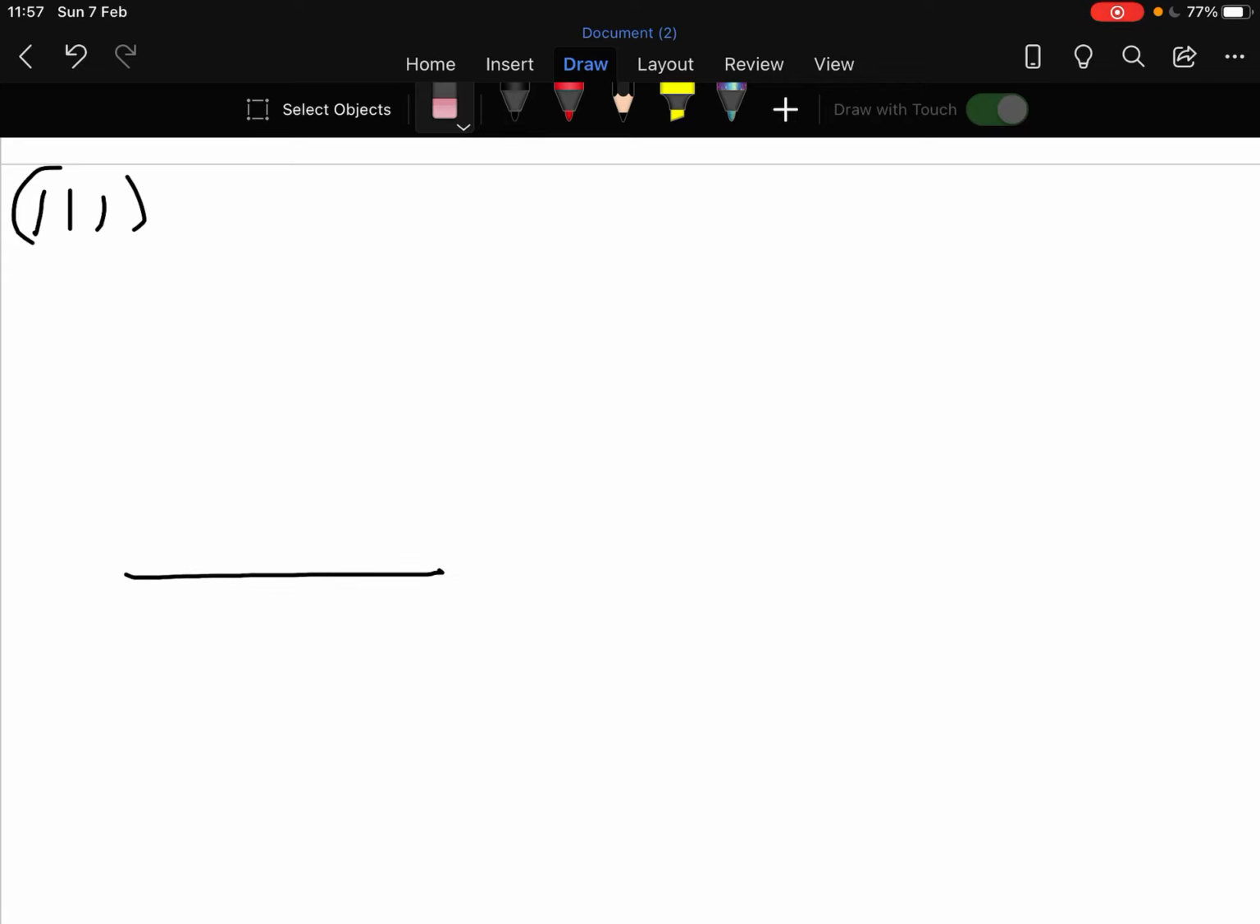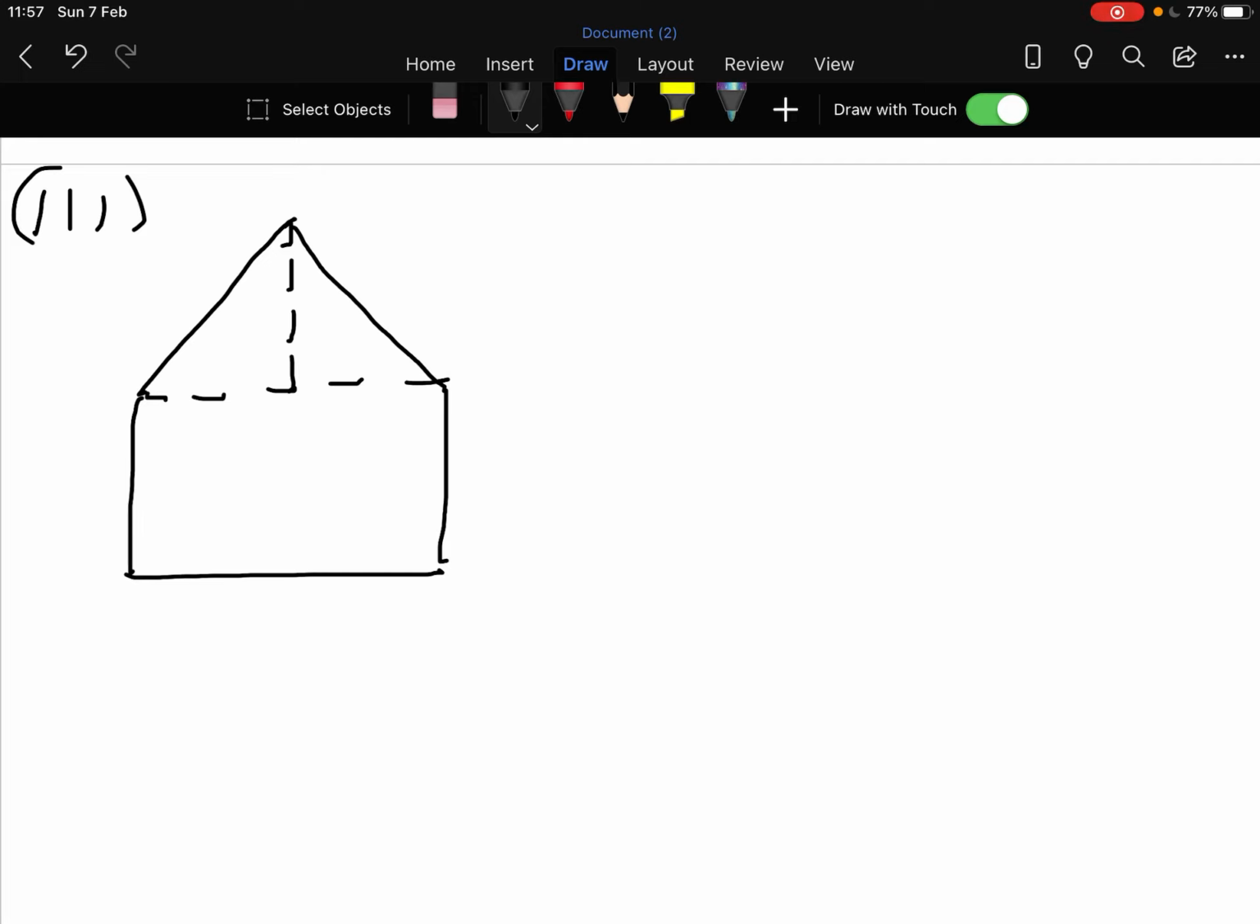So we have a shape like this. Let me draw that better. Okay, and then it peaks like that. And we're told that's there. So that's 11 centimeters. That's 18 centimeters. And that's 8 centimeters. Okay. So what's the area?